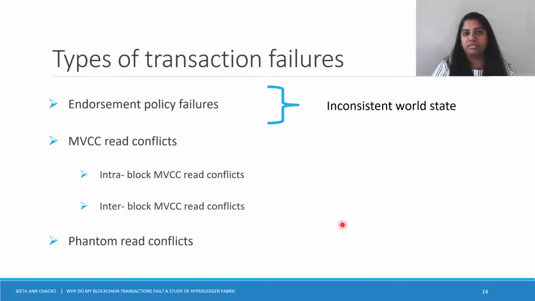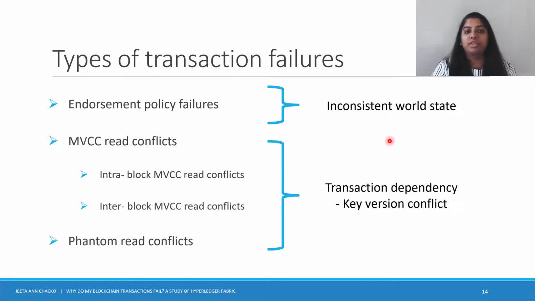So the endorsement policy failures are caused due to inconsistent world states, and this can depend on various configuration parameters such as the number of peers across which the world state is distributed or the latency of the entire transaction flow. The MVCC read conflicts and the phantom read conflicts are caused due to transaction dependencies. So again, other configuration parameters such as the block size, which splits the transactions across blocks or includes them in the same block, will affect such failures. Therefore, the study of the different configuration parameters is important.